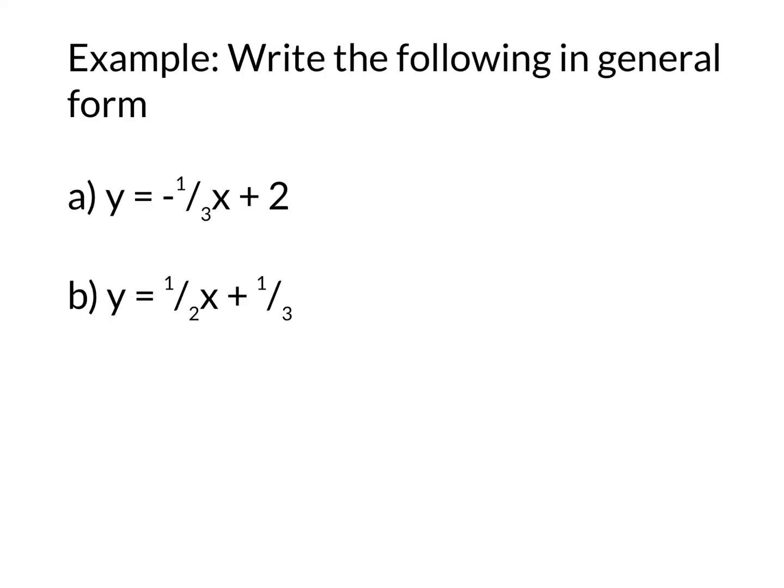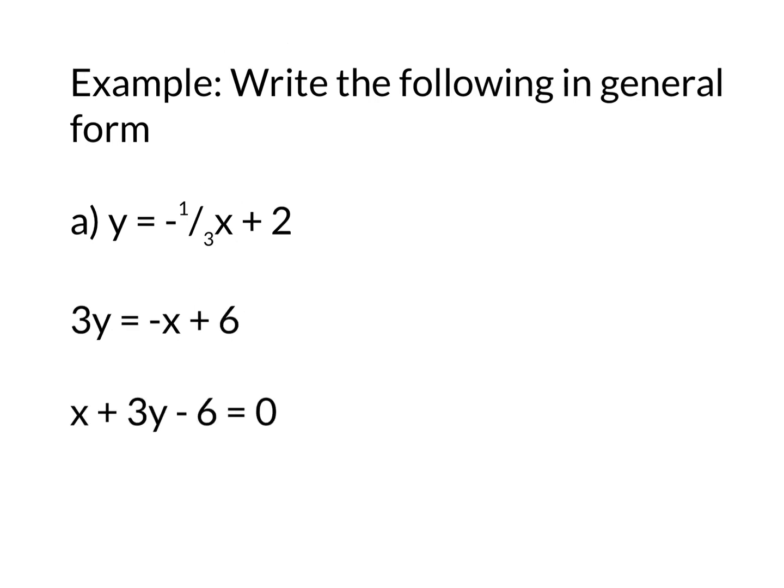So here's our example. Write the following equation of lines in general form. So for our first example, y equals minus a third x plus 2. So step 1, we can't have any fractions. So we multiply by the lowest common denominator. So in this case, the 3. And we get 3y equals minus x plus 6.